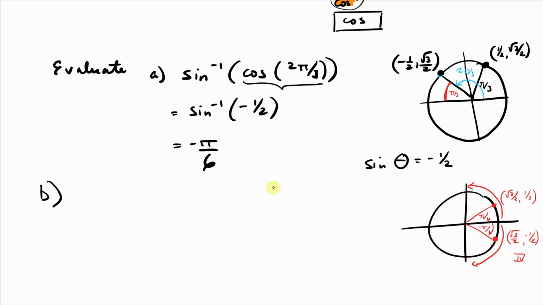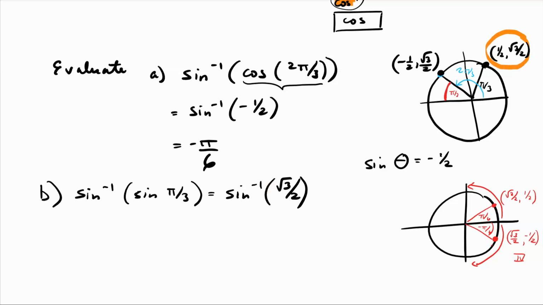Let's do another one. Sine inverse of sine of pi over 3. Okay, we actually did part of the work here. This is pi over 3. The point is 1/2, root 3 over 2. The sine is root 3 over 2. And for the arcsine, we're looking for an angle. Clearly that's in the first quadrant because sine is positive, where the sine is root 3 over 2.